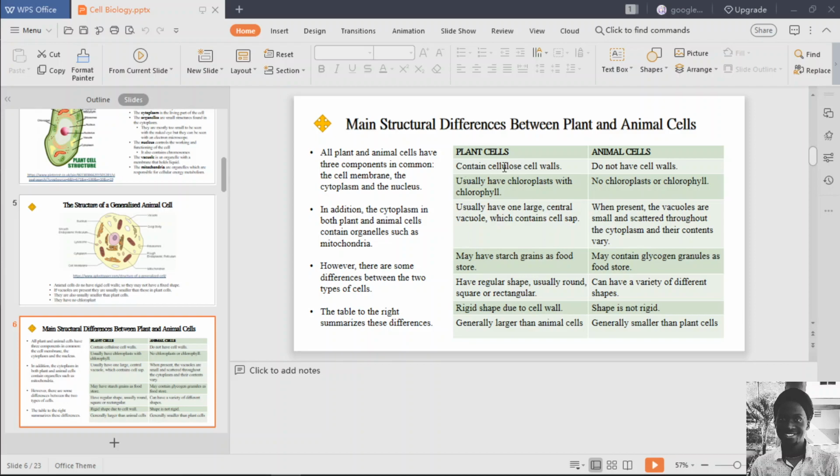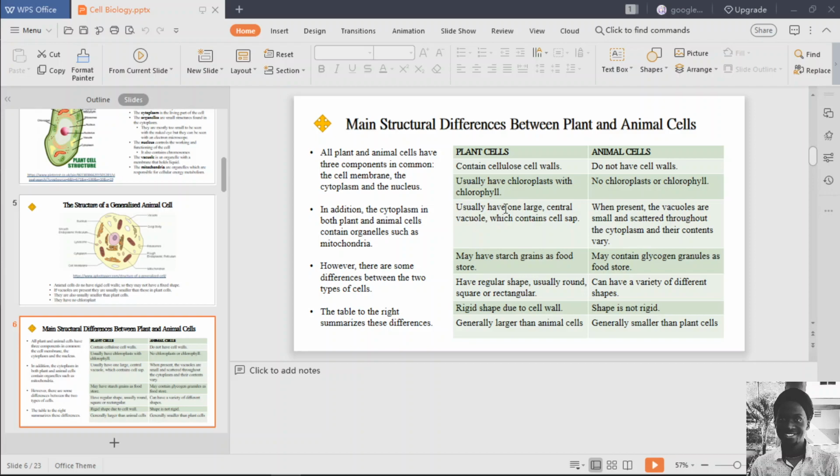So you would notice that plant cells have a cell wall that is made up of cellulose, and animal cells have no cell wall at all. Plant cells usually have chloroplasts with chlorophyll. The chloroplast makes the chlorophyll. Animal cells have no chloroplast or chlorophyll.